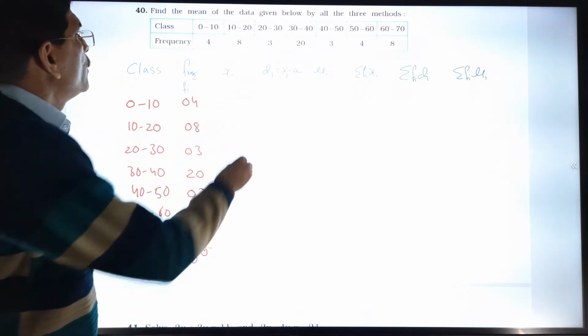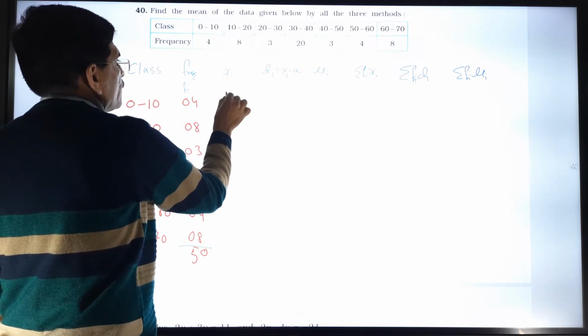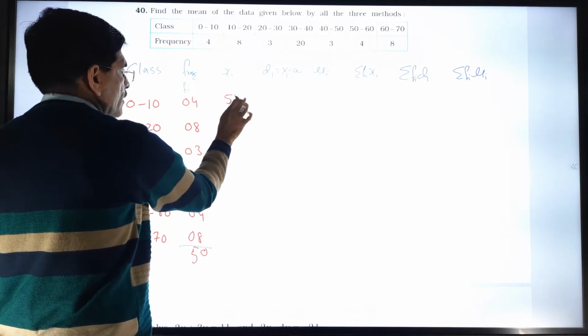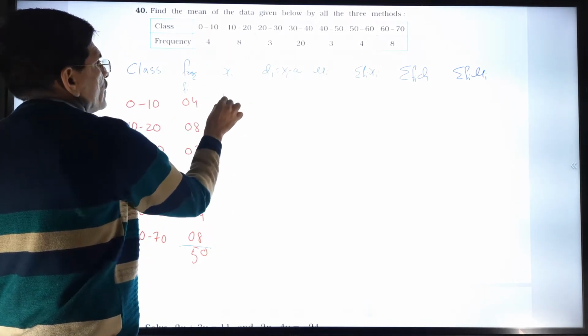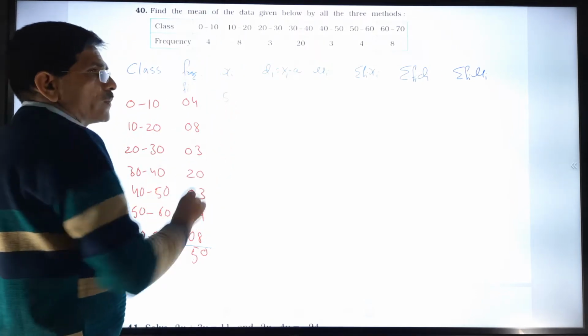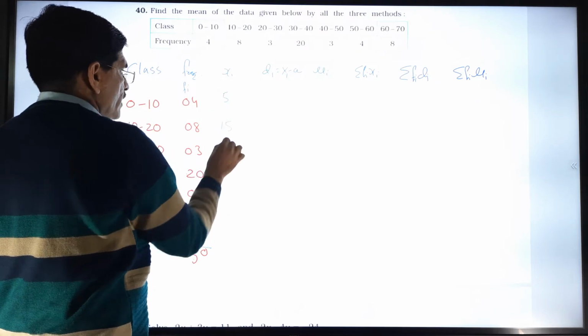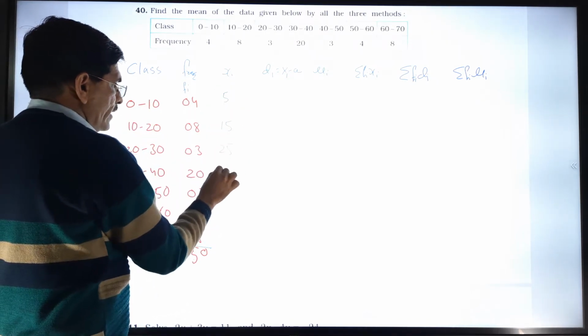Now xi. So 0 plus 10 divided by 2, so we can write 5. Here we have to write 15. Again 0 plus 10, that is 10 divided by 2, that is 5. 10 plus 20, that is 30, 30 divided by 2, that is 15. So we know the difference: a difference of 10 is there, so I can write directly now.